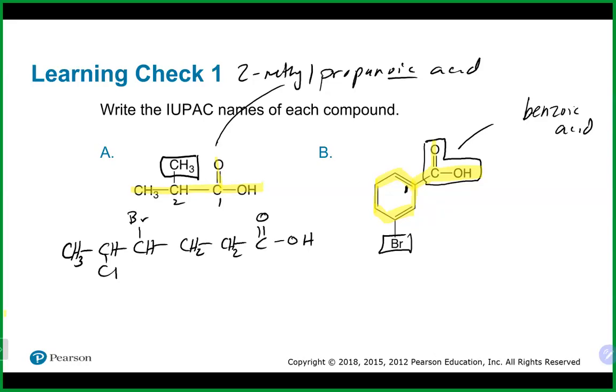And again, we still want to do the same thing here, either clockwise or counterclockwise, to get to the smallest number for that bromine. In this case, it looks like going clockwise will do that. That's going to be 2 and 3. Again, if you went the other way around, you would have a larger number by the time you got to the bromine. So that's going to be a 3-bromobenzoic acid. Any questions on that one there?